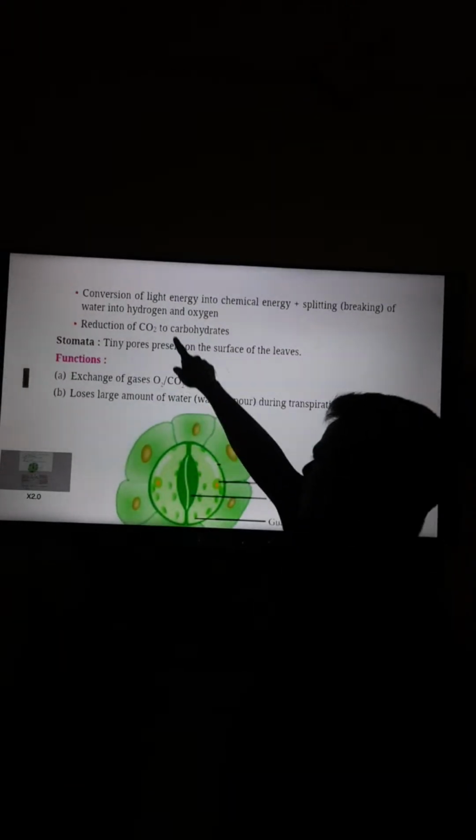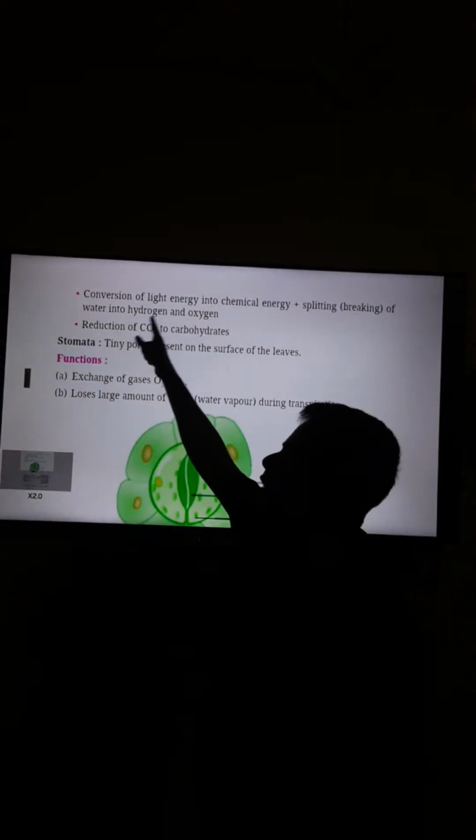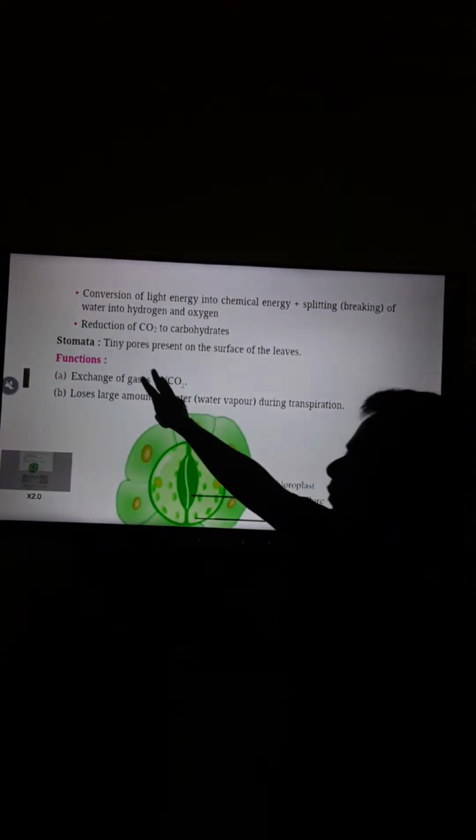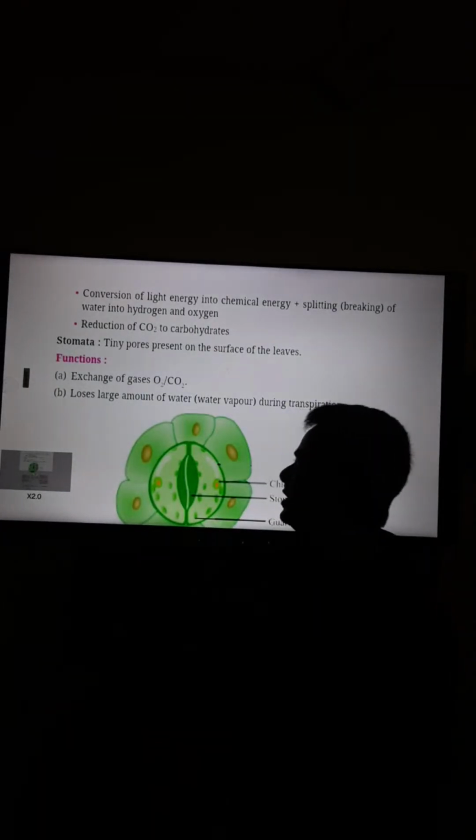See here, you can see the second and third main events. The first main event we have just seen in the previous slide. The second is conversion of light energy into chemical energy and splitting, or breaking, of water molecules into hydrogen and oxygen. Third one, reduction of carbon dioxide into carbohydrates. Very, very important.